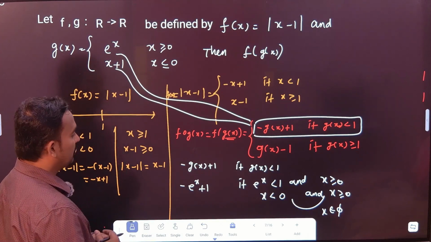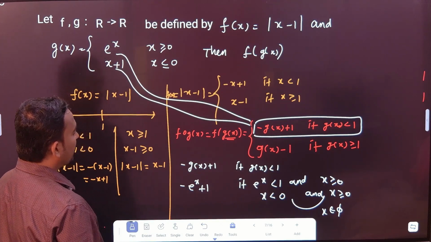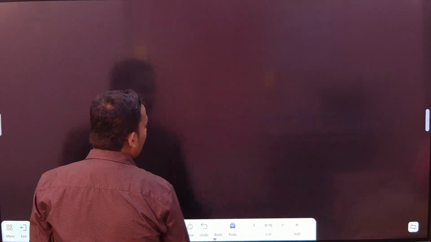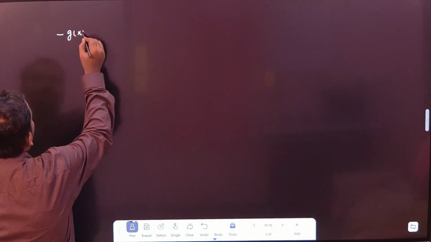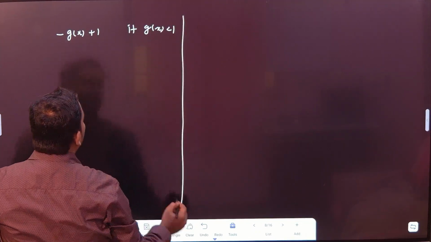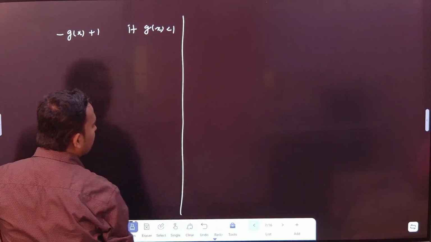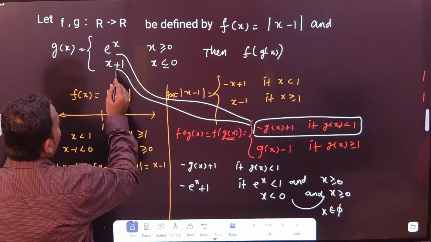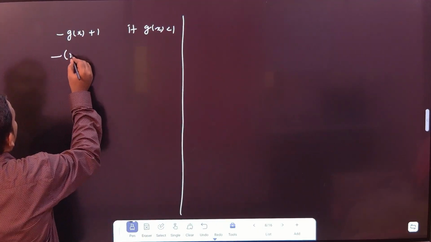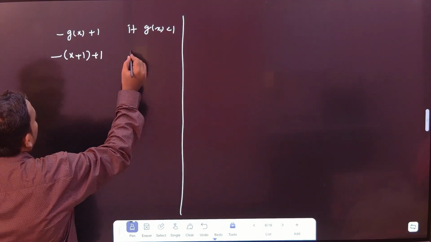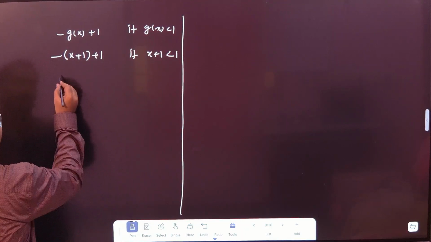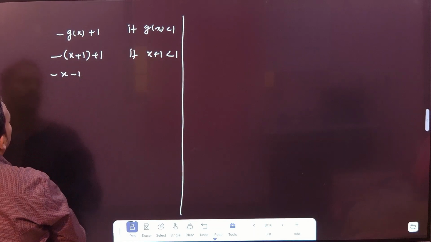I hope everyone understood. Let me take the second function. You can replace here, right? What is that? Minus g of x plus 1 if g of x is less than 1. In that case, first you have to replace the second function. What is the second function? x plus 1 when x is less than 0. So you replace x plus 1, if x plus 1 is less than 1. Clear? Now you can simplify this: minus x minus 1, right?